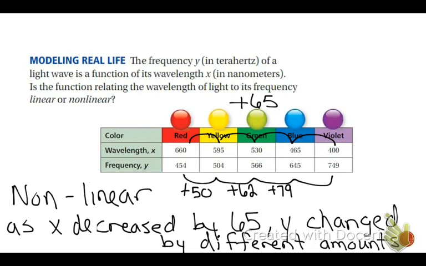Any questions on this? Just how to tell the difference between linear and nonlinear. All right, so yeah, let's do some practice now. Let's get into big ideas and do some practice together.